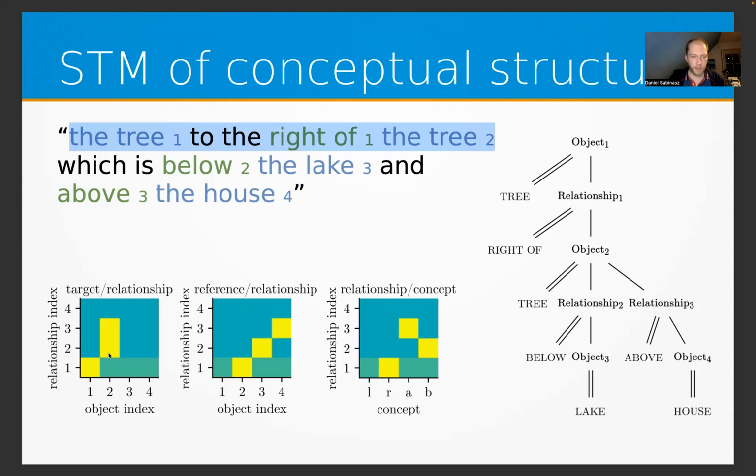Yeah, and maybe if you want, you can pause the video for a minute and make sense of how the different peaks in these two fields here bind the various objects to the correct roles in the various relationships up here. So perhaps one more thing I would like to mention is that in this noun phrase here, the tree, which is below the lake and above the house, the tree is the target object of two different relationships. It is both below the lake and above the house. And this is encoded by these two peaks here. So object 2 is the target of relationship 2, and object 2 is also the target of relationship 3.